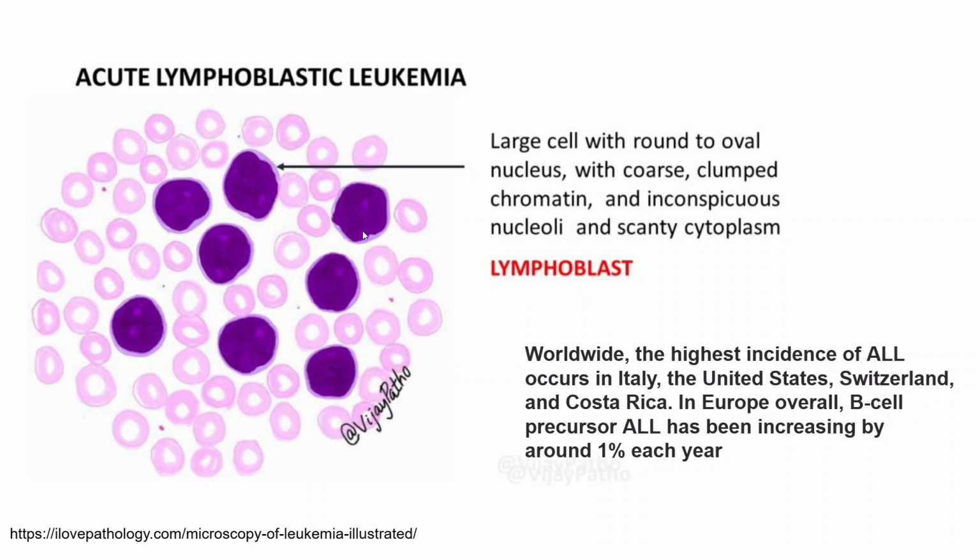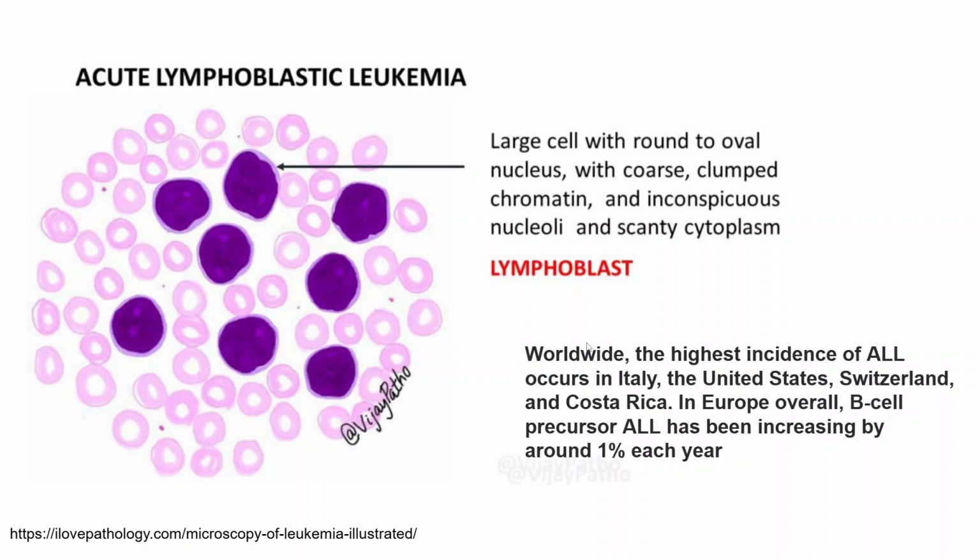Under the microscope, a lymphoblast will be seen as a large cell with a round or oval nucleus, the chromatin is clumped together, the nucleoli are not seen clearly, and the cytoplasm is very scant. That kind of cell, the precursor cell of the lymphocytes, is what we call a lymphoblast. Seeing these lymphoblasts in the periphery is the major sign of lymphoblastic leukemia.